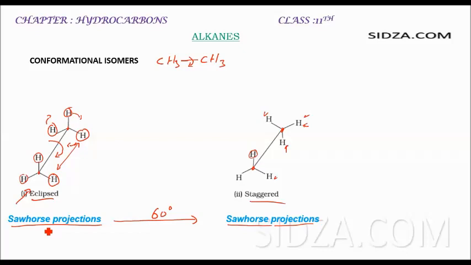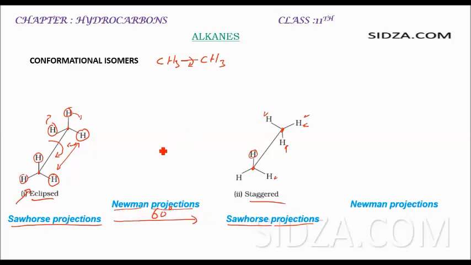Okay, and this is actually how we represent the ethane molecule in the Sawhorse projection. We have one more method to show the conformational isomers. Not only the Sawhorse projection, we can show the conformational isomers of the ethane molecule in another projection called the Newman projection, right? In the Newman projection, how do we represent it?